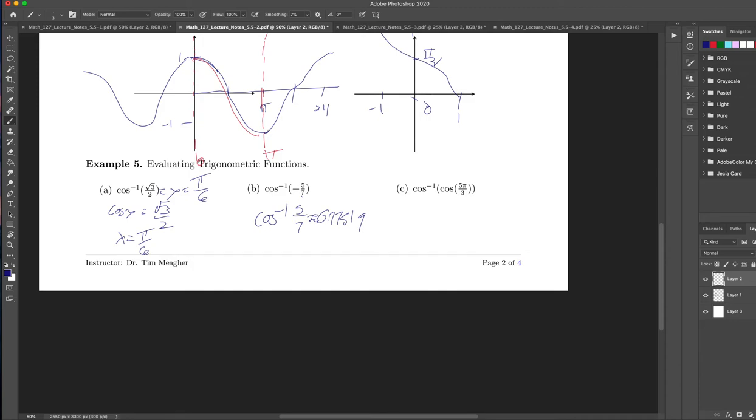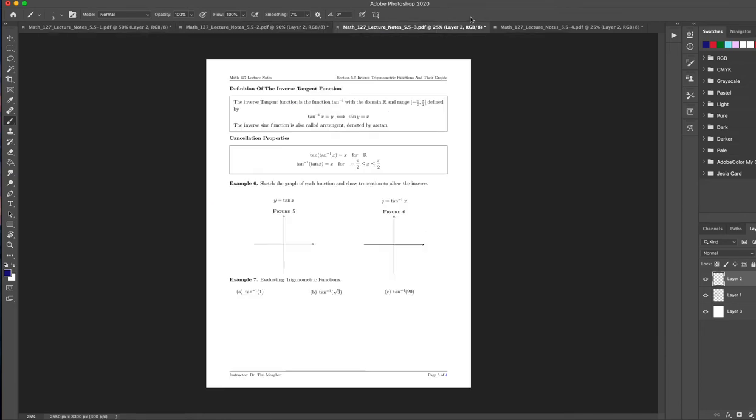Alright, so here, notice that this is outside of my range of my cancellation property, and so I'm actually going to have to compute this directly. So I'll have cosine of 5 pi over 3 is 1/2. And then here, the inverse cosine of 1/2. What angle gives 1/2 between 0 and pi? Well, that's pi over 3. So this is just pi over 3. Okay. All right, let's go on to the next set.